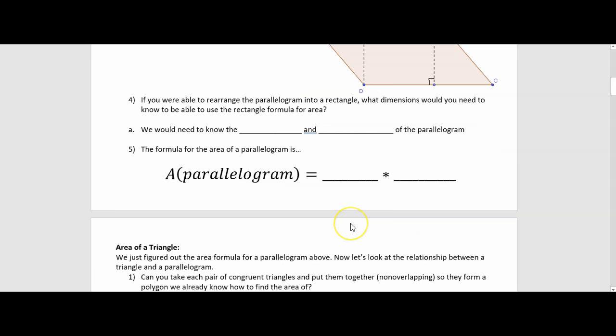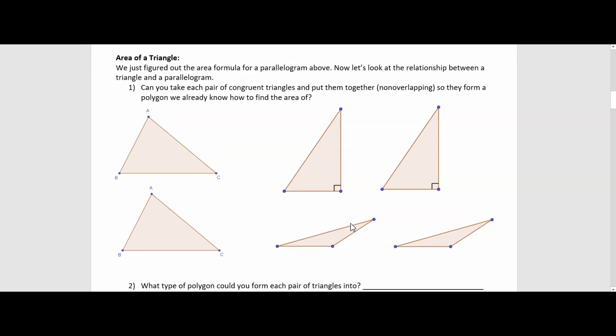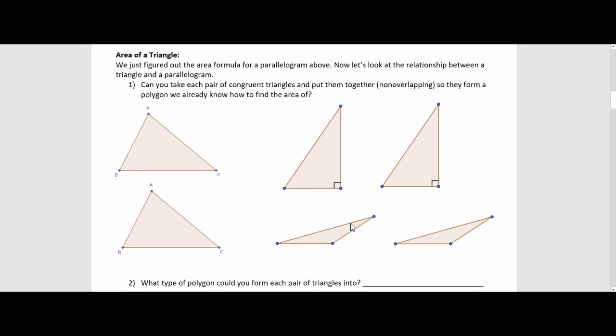Okay, moving on to our next one, area of a triangle. You have three sets of triangles here. And again, we have two formulas that we're working with. We have the area formula for a rectangle, base times height, and area formula for a parallelogram, base times height. So if we could transform these triangles into parallelograms or rectangles, well, then we may be able to write a formula for the area of a triangle in terms of what we already know for parallelograms and rectangles.